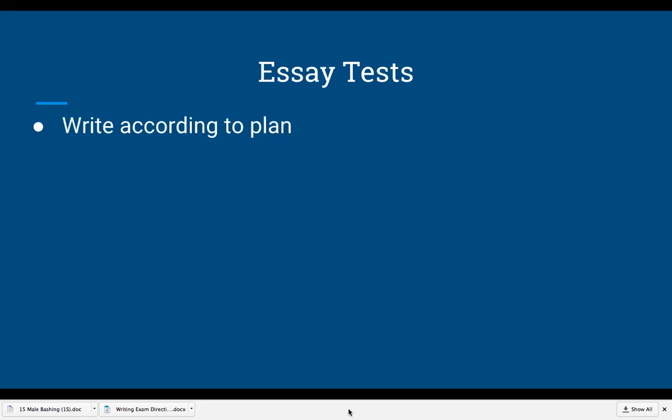Please write according to plan. Don't stop halfway through and change your argument or just totally go the opposite way like I did. I actually did that when I went to Cal State Long Beach, and I had to do the writing proficiency exam just like every other student. As an undergrad, I was an English major, and I worked in the Writers Resource Lab, and I had to have a minimum, I think, of like 13 points to pass.